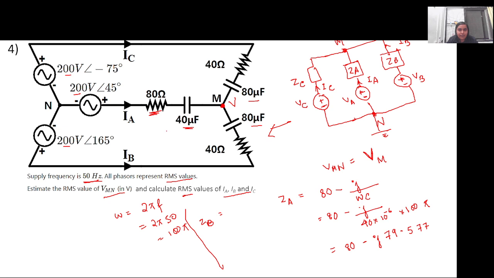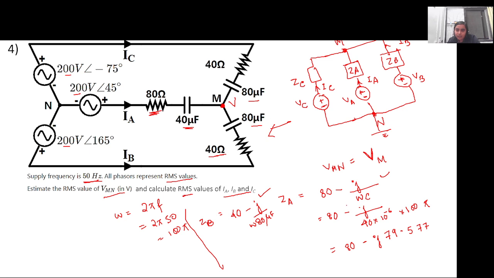ZB is again the same. So ZB, the resistance is now 40 ohm and this is j by 80. Let us write it in terms of microfarad now. j omega C. If I just write this, if you consider this and this, it is just a multiplication of 2, right?